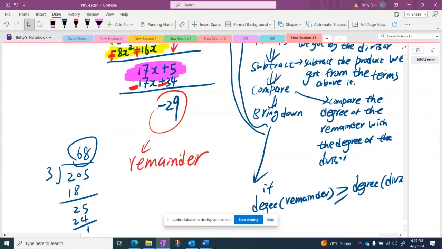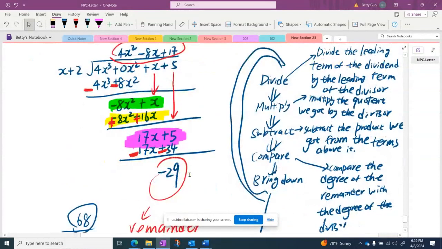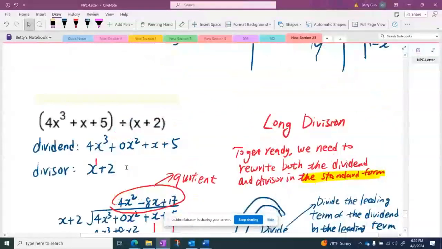Same with here. The quotient is the polynomial on the top. The remainder is whatever is on the bottom. Sometimes it's 0. In the case the remainder is 0, it means the divisor goes into the dividend completely.